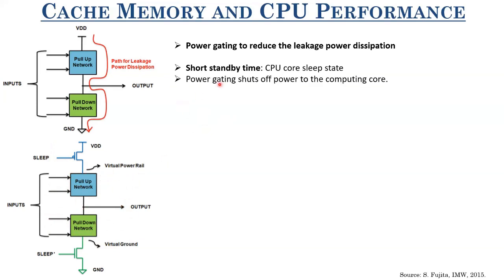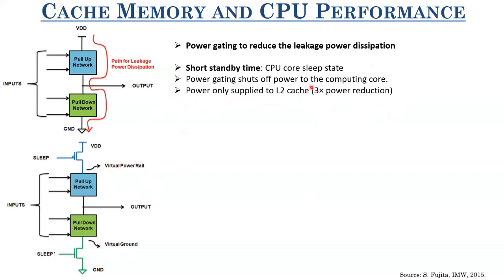So with the help of power gating, you shut off the power which is going to the computing core. So you reduce your power dissipation by 3 times. Just by attaching these 2 transistors, you are able to achieve a 3 times power reduction by power gating your computing core when your system is idle. However, even at that time, power is supplied to L2 cache.